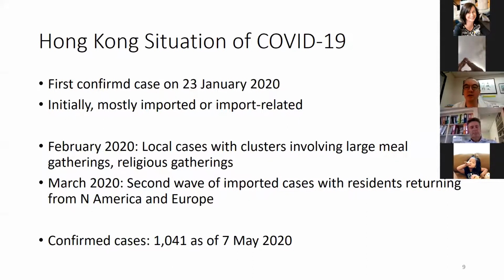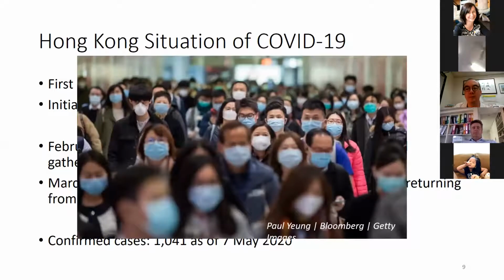At present, there are 1,041 confirmed cases with 4 deaths in Hong Kong. The first case was confirmed in late January. We had mainly imported cases initially, followed by local cases with clusters involving religious gatherings and family gatherings. And more recently, we had a second wave of imported cases from residents returning from America and Europe. And we have been quite fortunate as of today. We have no local infected cases in the past 17 days. So if you go to the streets of Hong Kong, you can see almost everyone is wearing a mask.